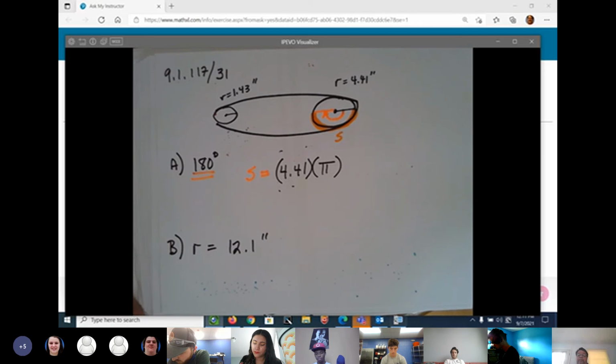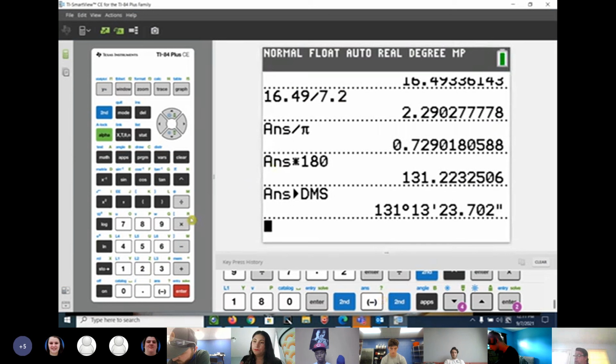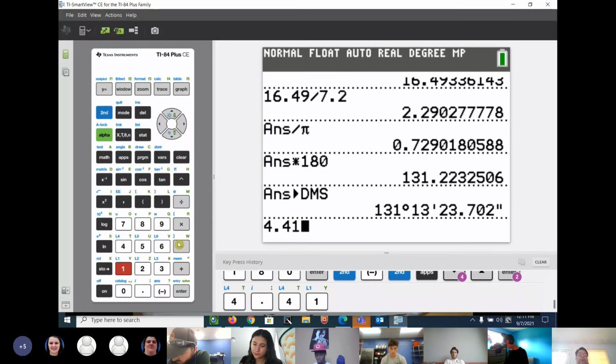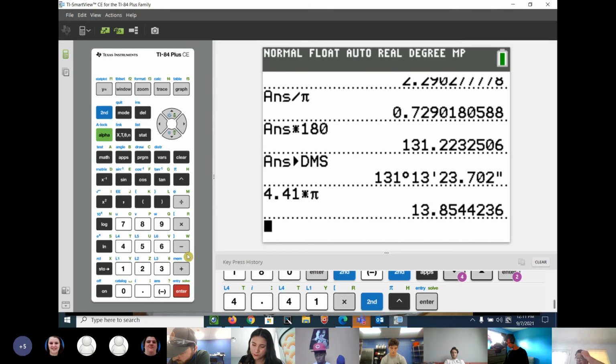All right. So 4.41 multiplied by pi. So how far does our pedal gear move?